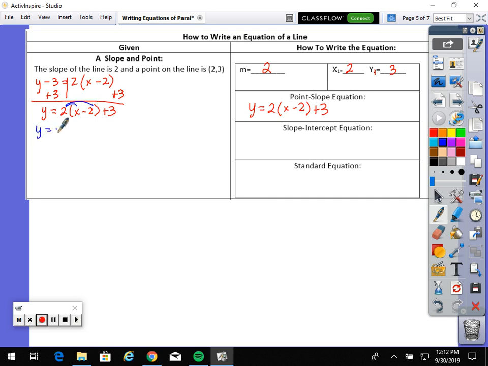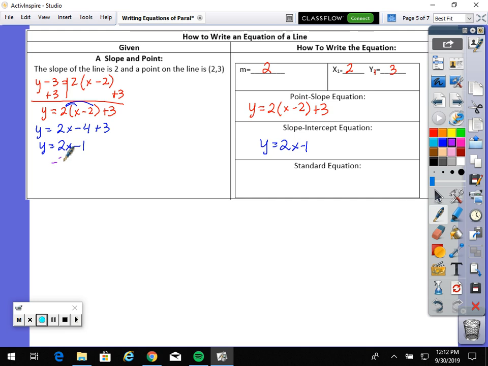So that would be y equals 2x minus 4 plus 3. So I get y equals 2x minus 1. So I'm going to put that in my box: y equals 2x minus 1. And now I'm going to move on to writing it in standard form.